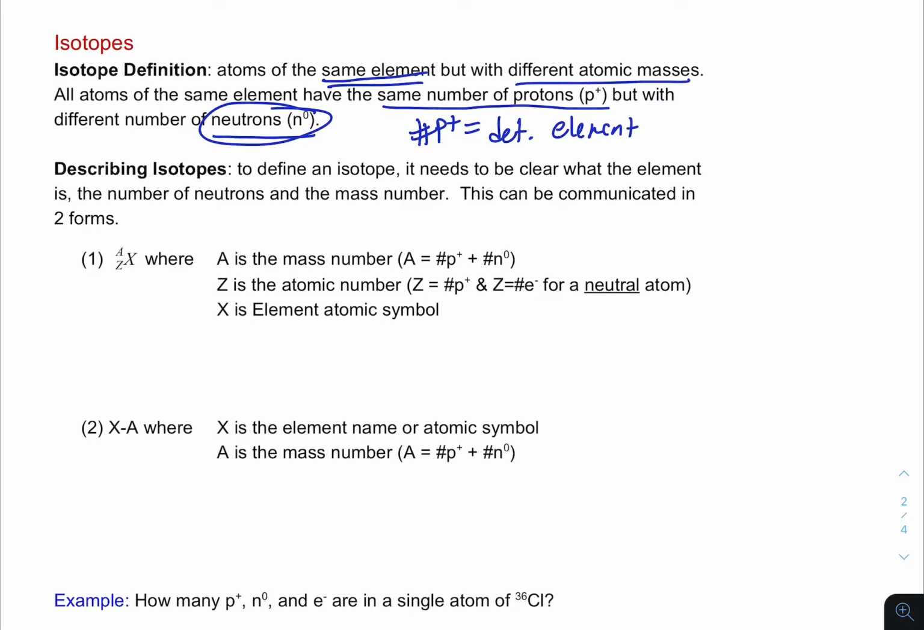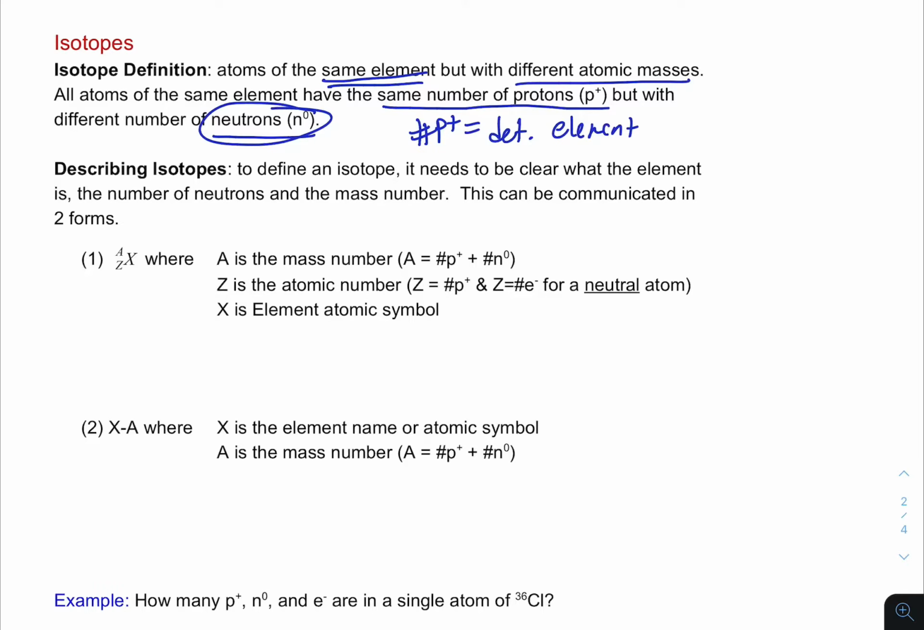Whereas if they have different masses, but the same number of protons, what causes those different masses is a different number of neutrons. Now, in order for us to be able to describe that, we need to know how many neutrons and protons and electrons we have. And we do that by writing out in 2 different possible forms as we're looking at isotope symbols.